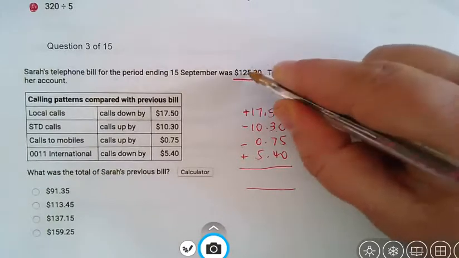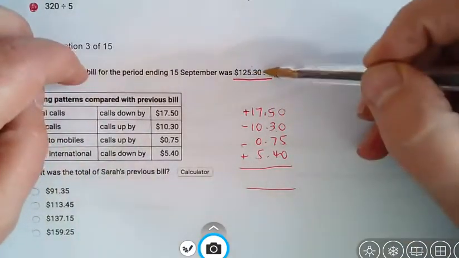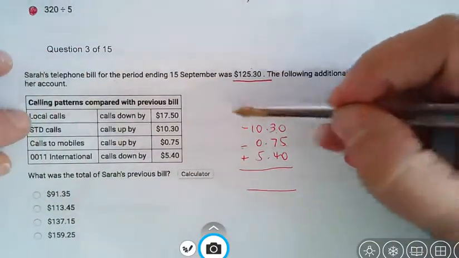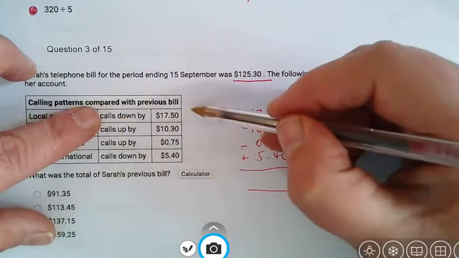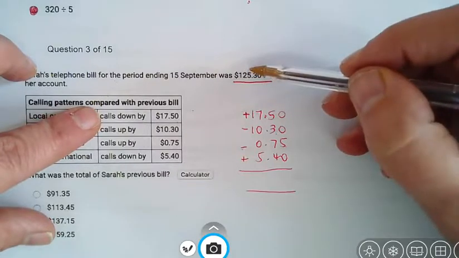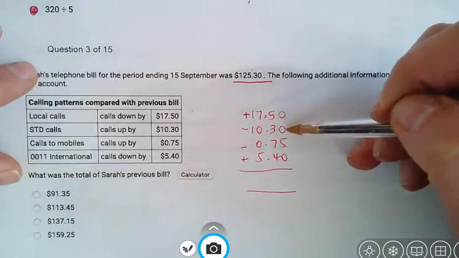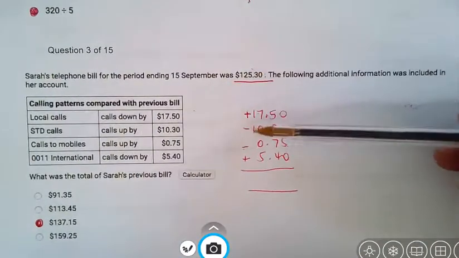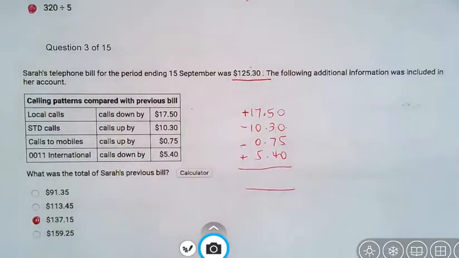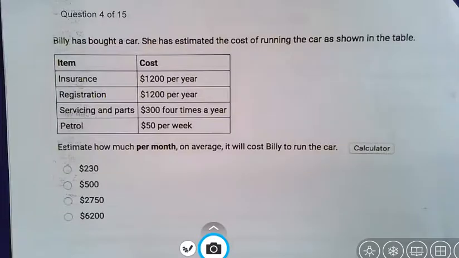So you have to start with the $125.30, what this bill is. Last bill, the local calls were more expensive by $17.50 because this bill, they were down. So $125.30 plus $17.50 minus $10.30 minus 75 cents and plus $5.40. You add $17.50, subtract $10.30, subtract 75 cents and add $5.40, and end up with $137.15.